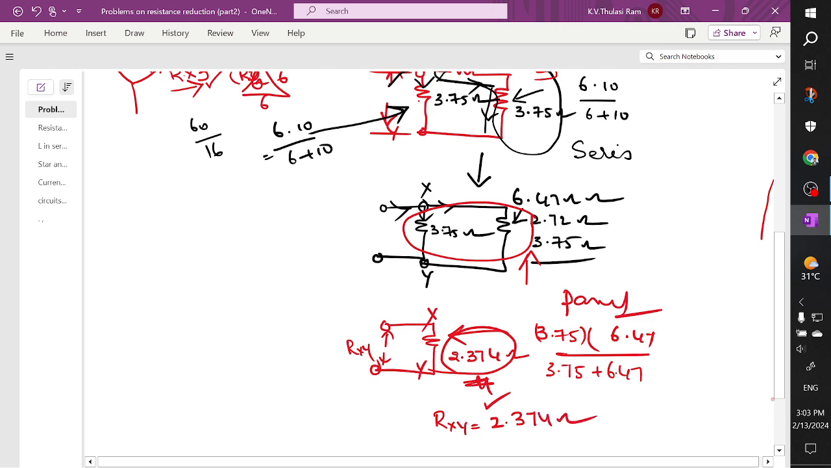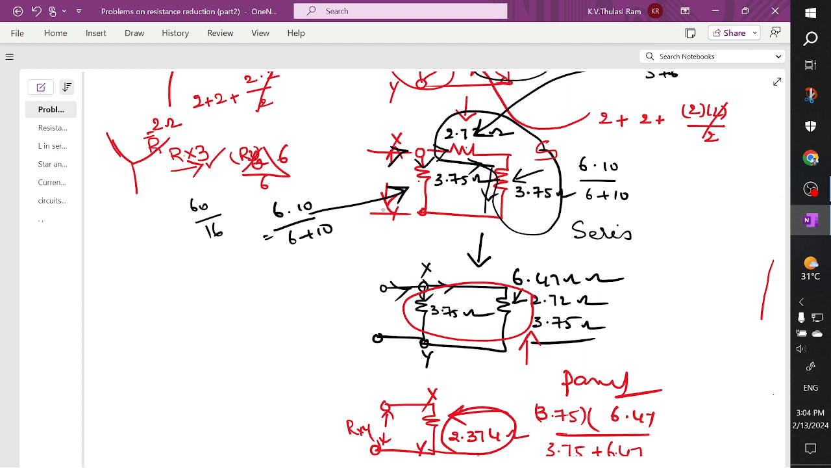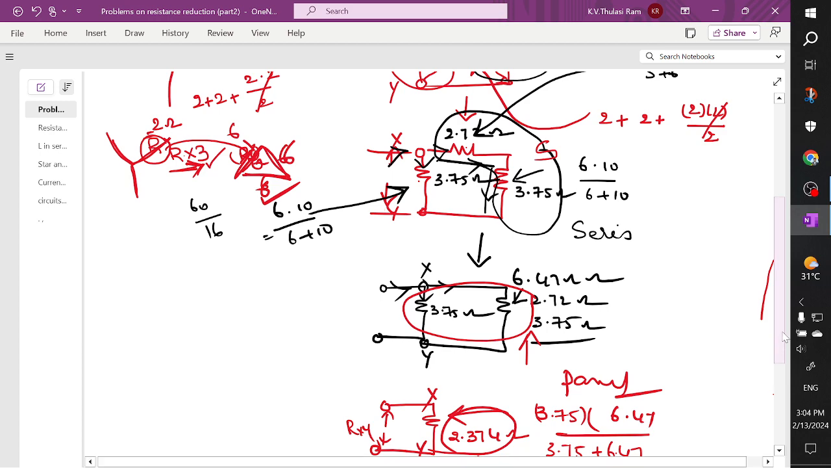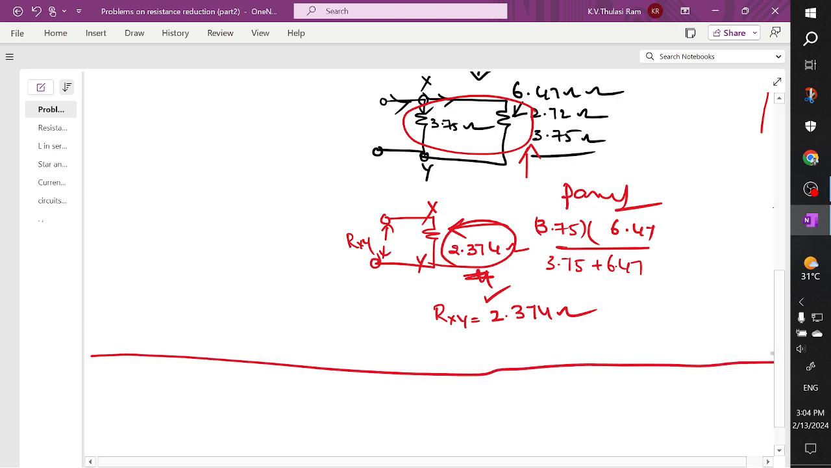The concept you have to note here is that when you have resistors connected in star connection and you are converting into a delta connection, with the resistors of equal value, the equivalent resistors in the delta will be multiplied by 3 times. Here it is 2, so here it is 6, 6, 6. That is the main point you have to understand in this concept. Let's try to solve the next problem in these resistance reduction techniques.